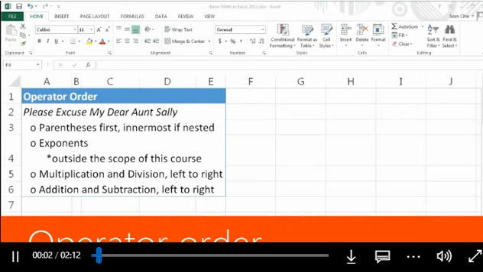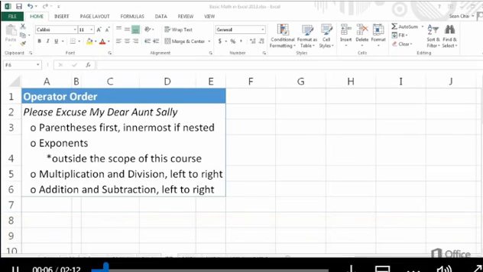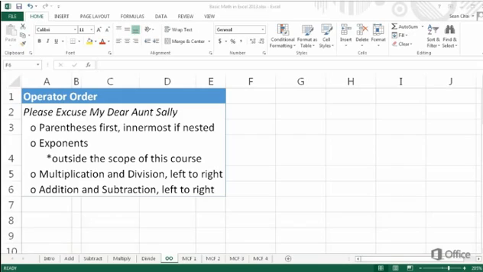Excel uses the standard math rules of operator order in formulas. I find the following mnemonic helpful in remembering these. Please excuse my dear Aunt Sally. Parentheses first, innermost if nested, exponents, multiplication and division, left to right, and lastly, addition and subtraction, left to right.